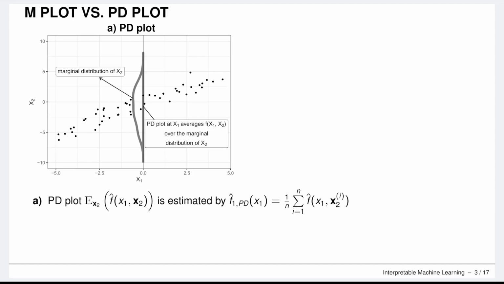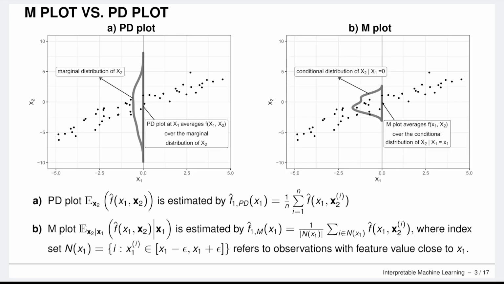Again, what partial dependence plots do is average predictions over the marginal distribution. Okay, if evaluating data points here leads to a bias in our partial dependence plots, why not simply average using the conditional distribution, which ensures that we are only looking at points that are close to the conditional distribution of x2 given a certain value for x1? This is what M-plots are doing.